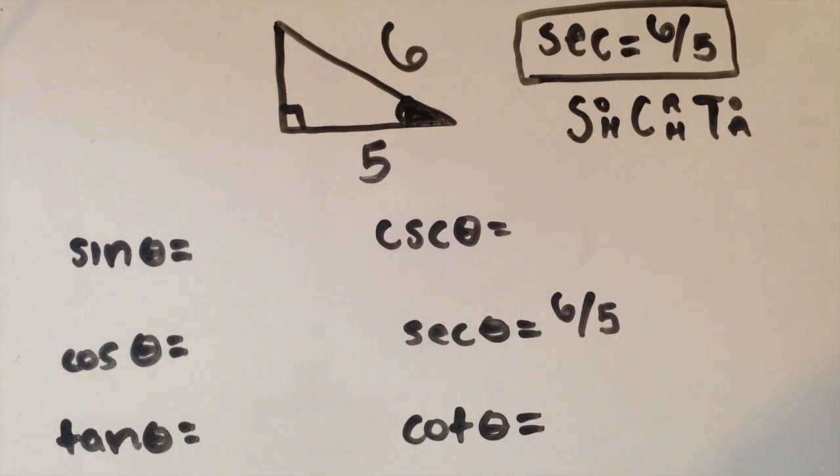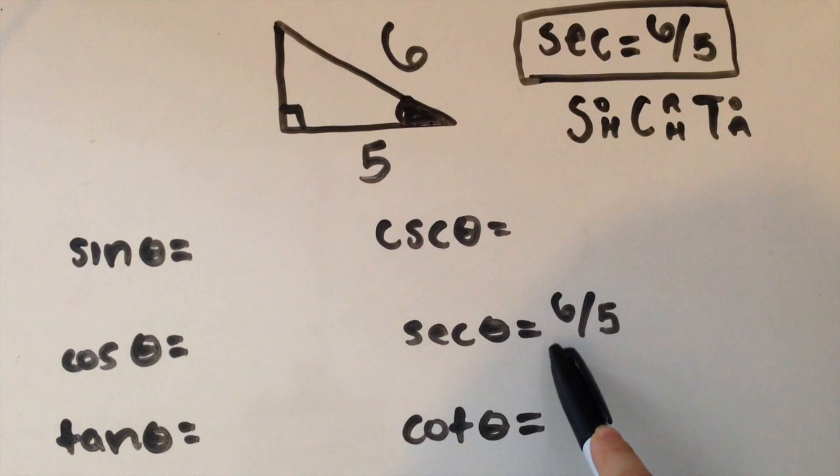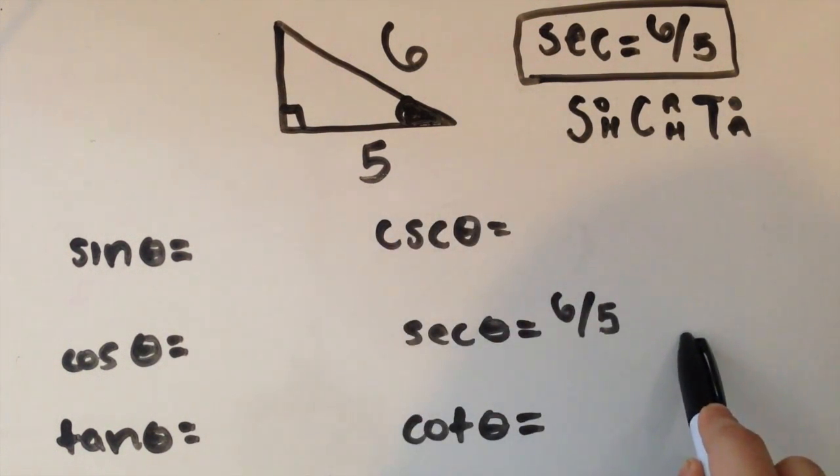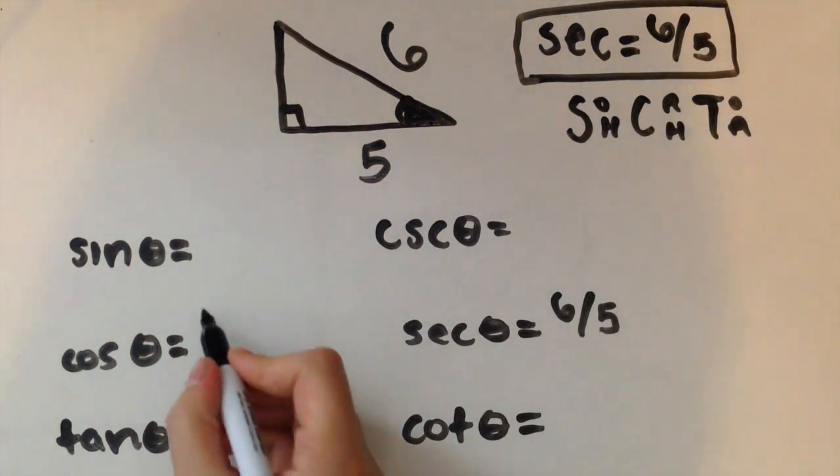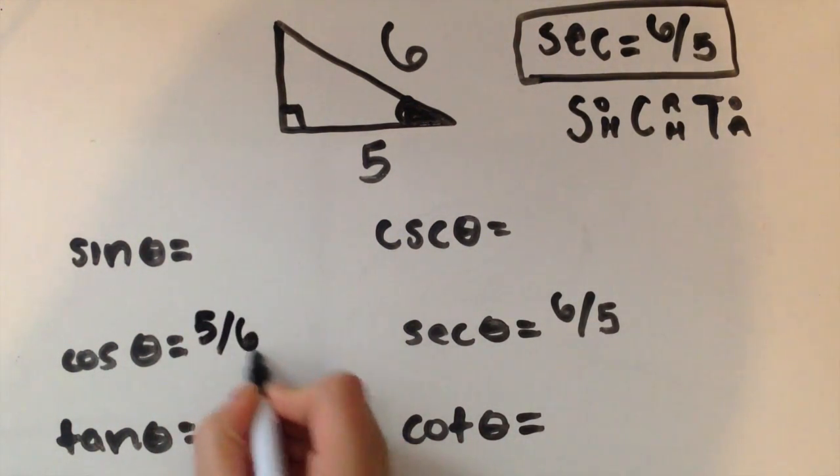Now, using only the information we have about secant, let's fill in as many of the ratios and as much of the triangle as we can. Let's start by working backwards. If these are all the reciprocals, that means the opposite of these are going to be these. Therefore, the opposite of secant, 6/5, which is cosine, is going to be 5/6.